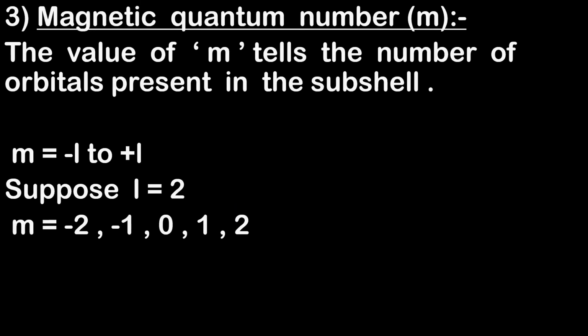Similarly, suppose if you want to find out the values of m for L is equal to 3. So what you will do, it will range from minus 3 to plus 3. That is minus 3, minus 2, minus 1, 0, 1, 2, 3. Now guys, comment in the comment box below what are the possible values of m if your L is 1. Okay, so comment below.